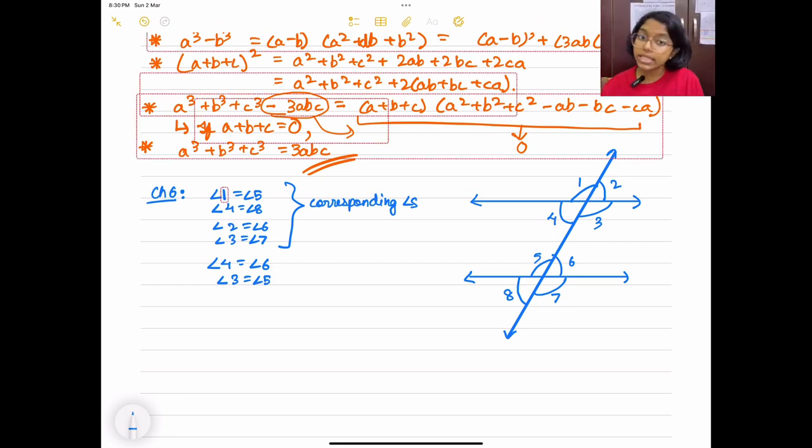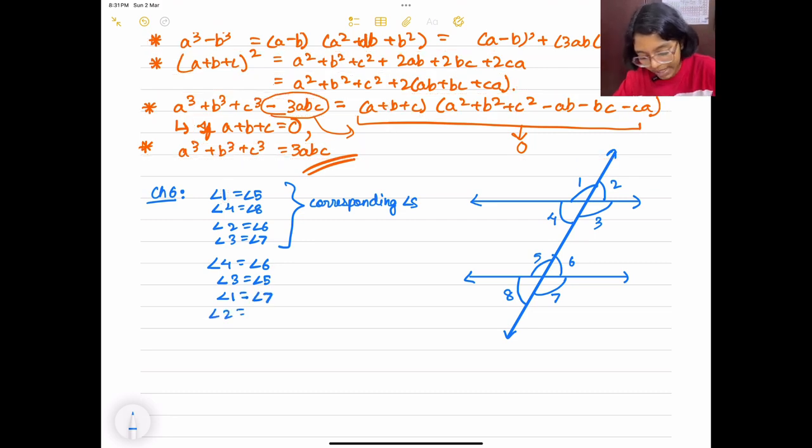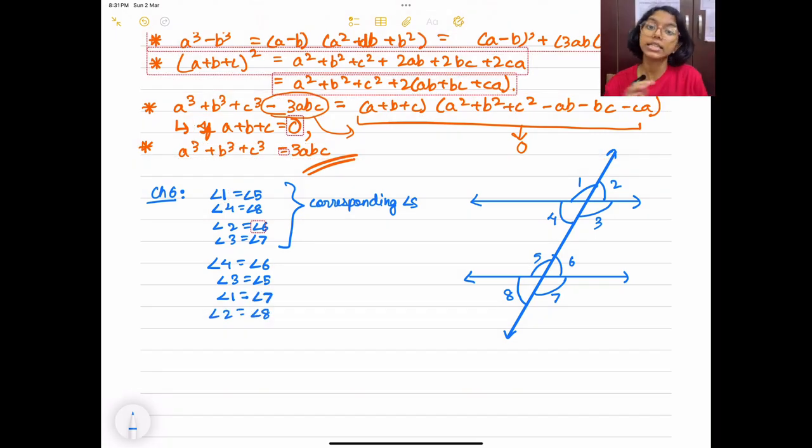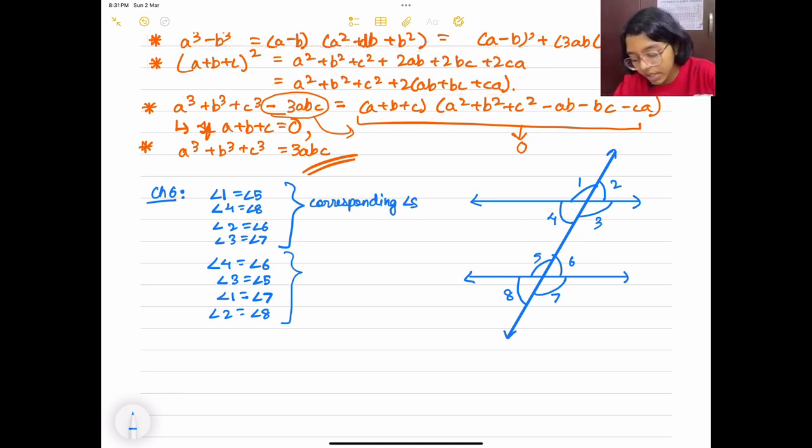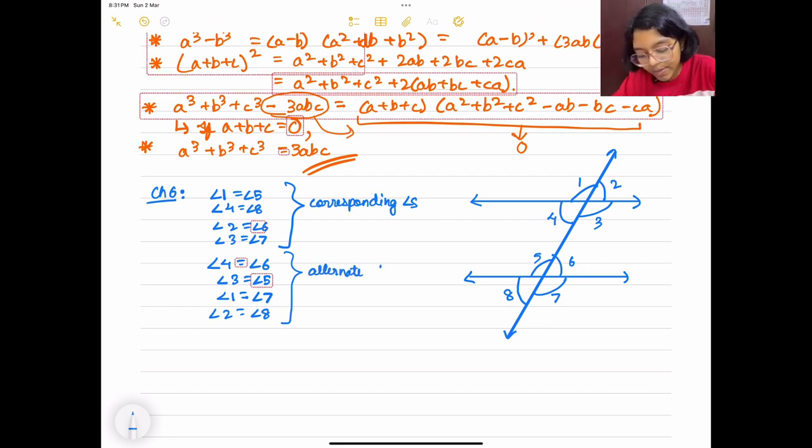Now what about alternate exterior angles? Angle 1 should be equal to angle 7. Angle 2 should be equal to angle 8. Clear? These are pairs of alternate exterior angles. Okay, so all together collectively we can call them alternate angles.